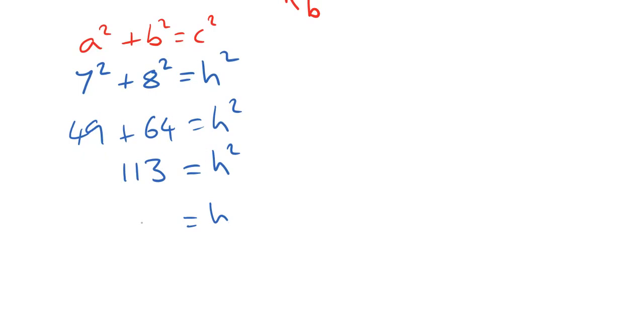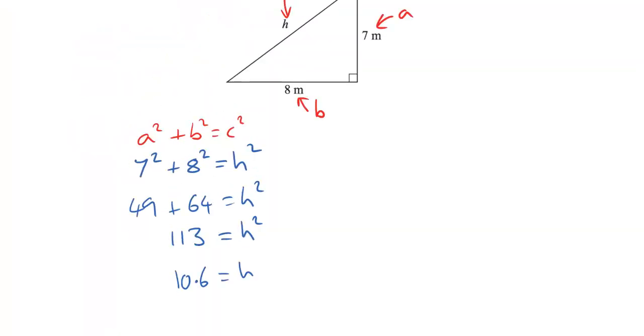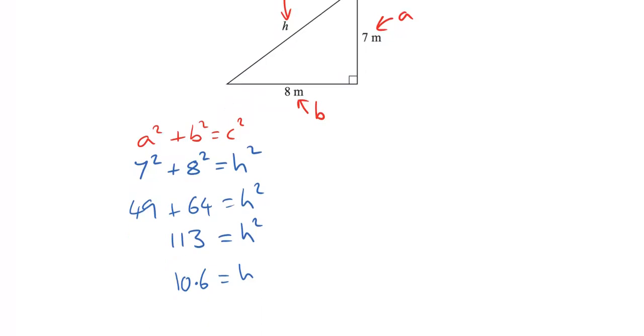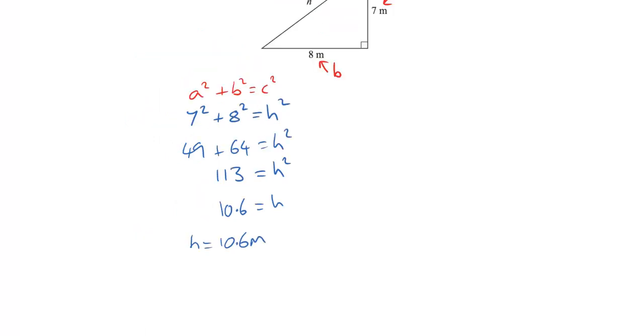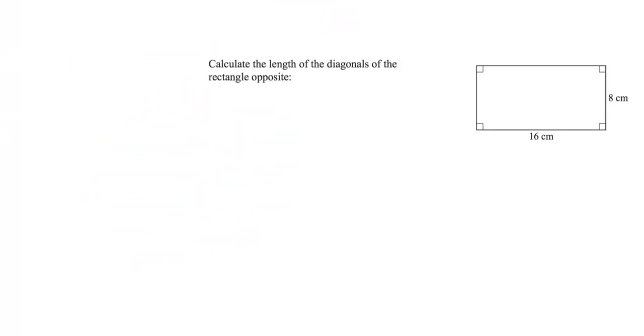So H is going to be 10.6. Now, we are in meters in that question, so we better write the meters sign. H equals 10.6 meters. Okay, let's have a look at another example.